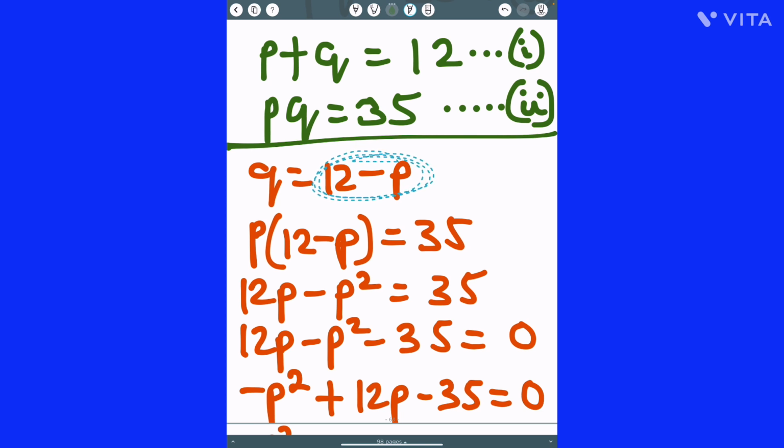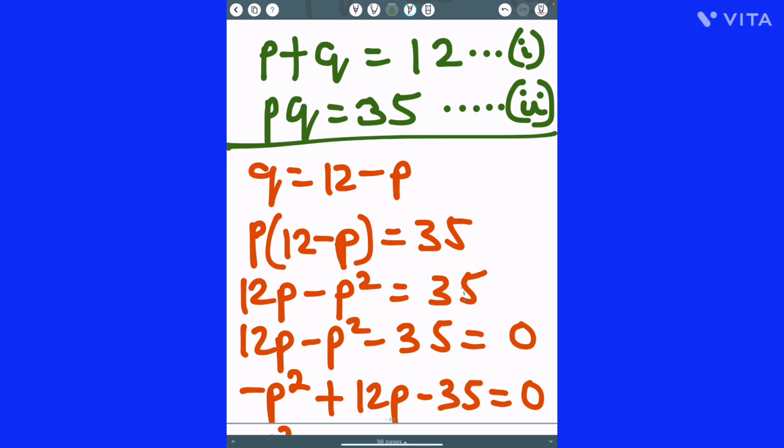Q is 12 minus p. So in equation 2, put q. Equation 2 is pq is equal to 35. So p times q. Since my q is now 12 minus p, pq is equal to what? 35. Can you see that? pq is equal to 35. So on expanding, I'll get this.